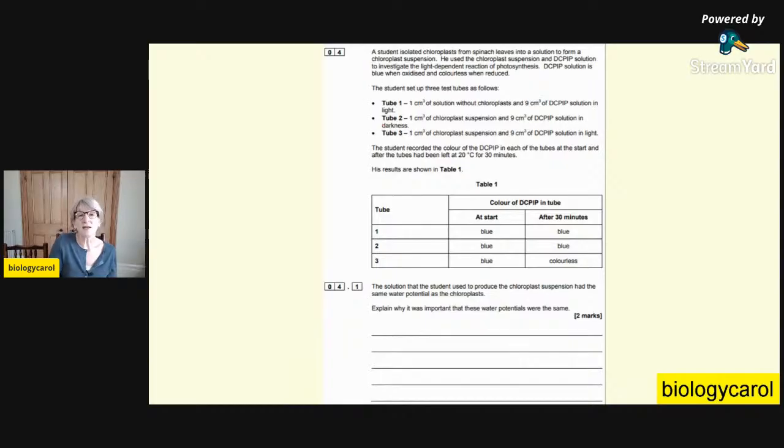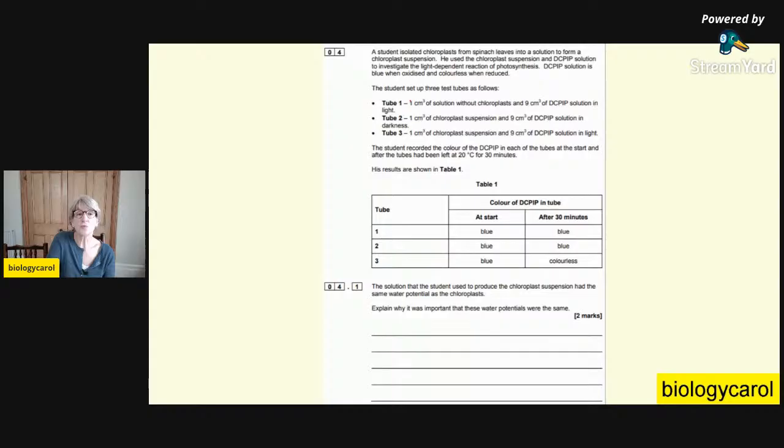Question number 4, isolating chloroplasts from spinach leaves to form a chloroplast suspension. He used the chloroplast suspension and the DCPIP solution, here we go, required practical, to investigate the light-dependent reaction of photosynthesis. DCPIP is blue when it's oxidized, but when it gains electrons and is reduced, reduction is gain, it goes colorless. So the student set up 3 test tubes.